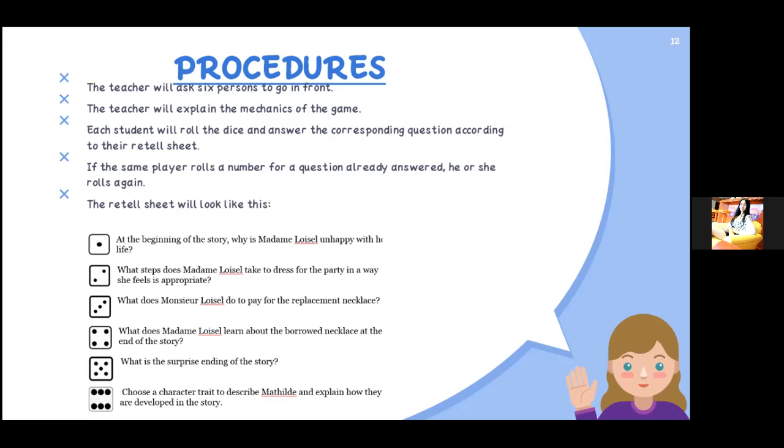And lastly, if the dice goes to number 6, the question will be: choose the character trait to describe Matilde and explain how it is developed in the story.